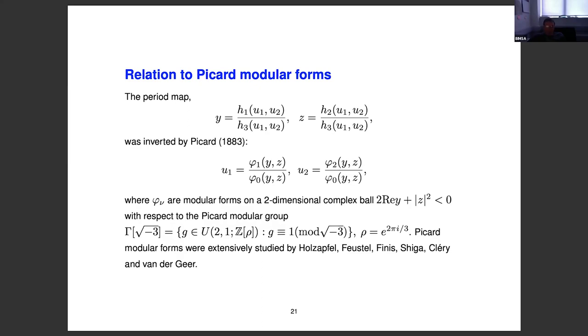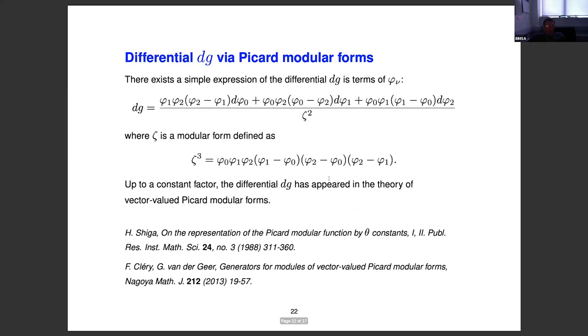All right? So let's introduce the following object on the right hand side. First of all, let's look at this one. Phi 0, phi 1, phi 2 are certain modular forms. Let's form this product. Clearly, this is also a modular form because modular forms form a ring, right? What is remarkable is that this modular form is a cube of some other modular form, which I call xi, or zeta, I don't know, zeta.